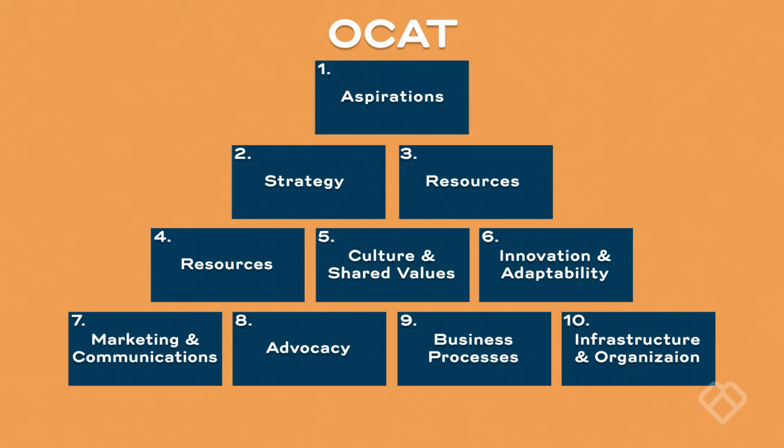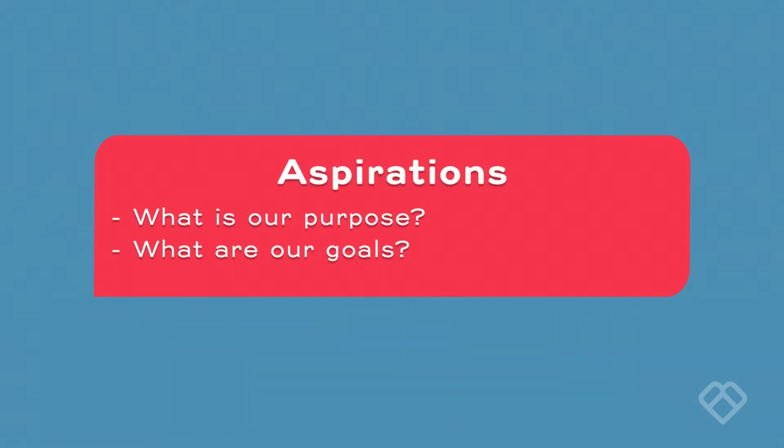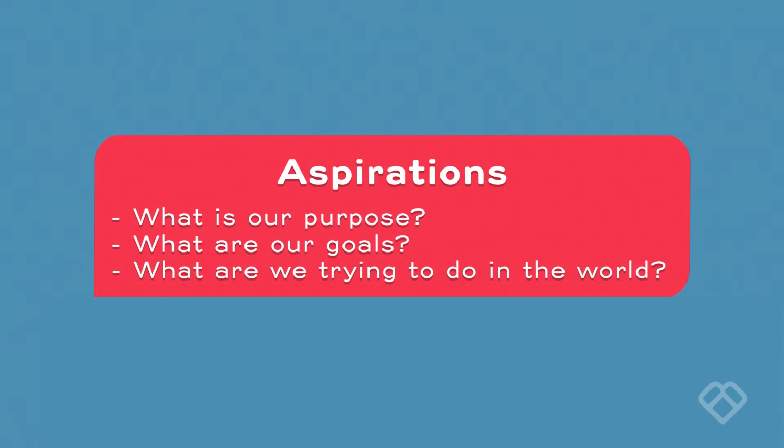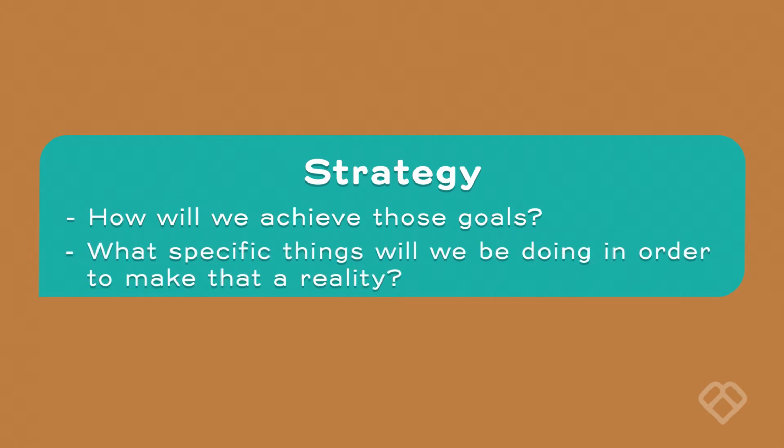The first category is aspirations. Quite simply, what's our purpose and what are our goals? What are we trying to do in the world? Second is strategy, which answers the question, how will we achieve those goals? What specific things will we be doing in order to make that a reality?